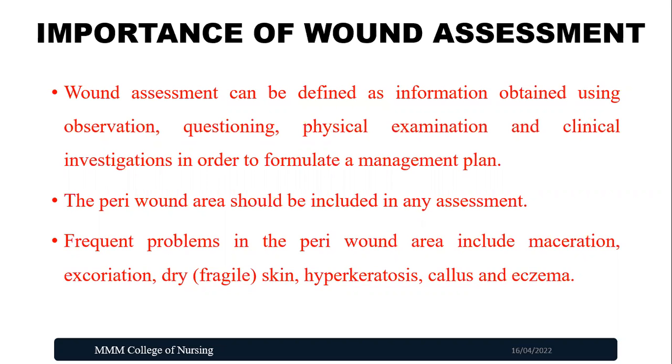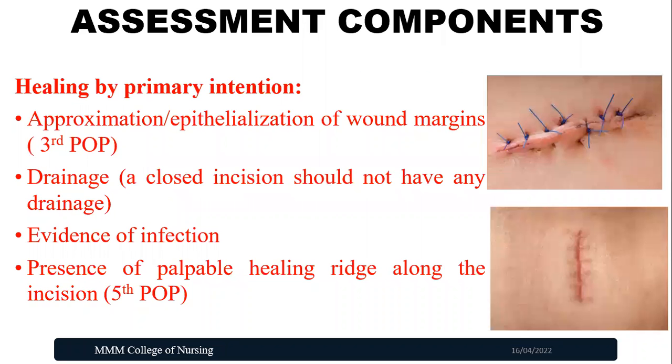For some wounds, damage may extend outward, whereby any skin under the dressing may be at risk of breakdown and should be included in any assessment. So the peri-wound area has to be included during assessment. The factors to be observed are maceration, excoriation, dry or fragile skin, hyperkeratosis, callus, and eczema. It can also provide a baseline from which to monitor the wound, the effectiveness of therapeutic strategies over time, and impact on patient well-being.